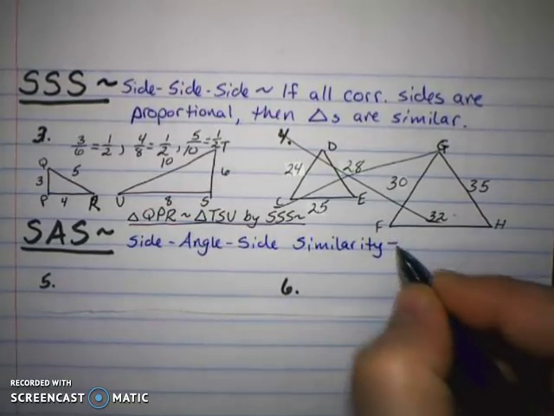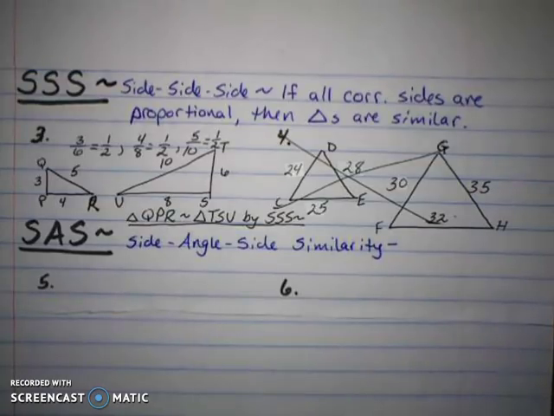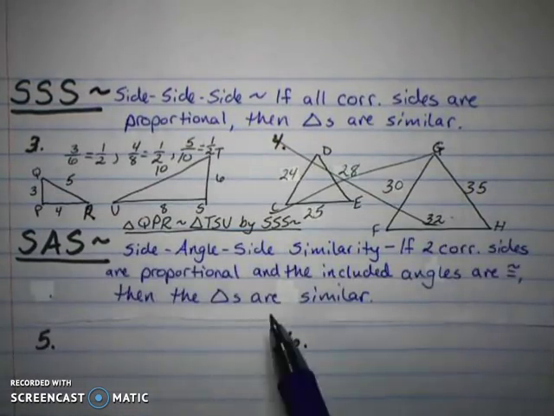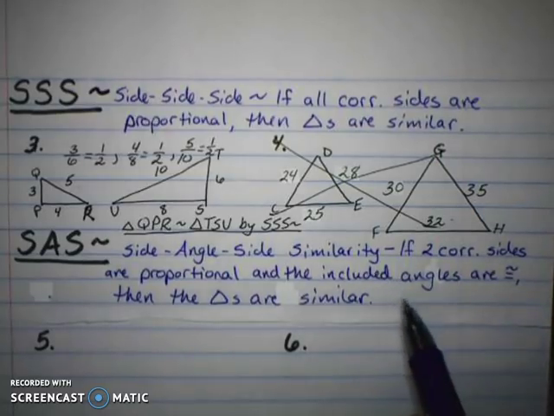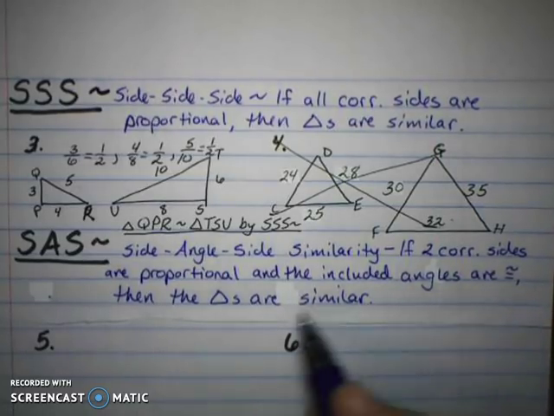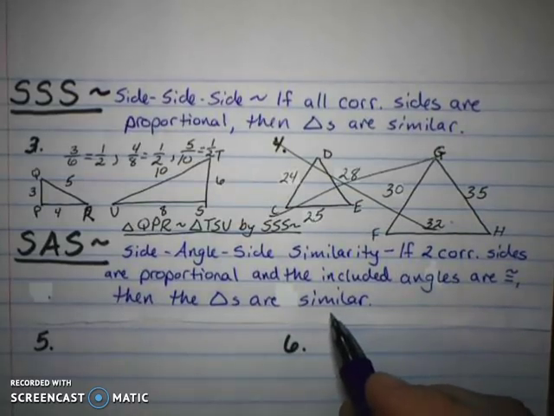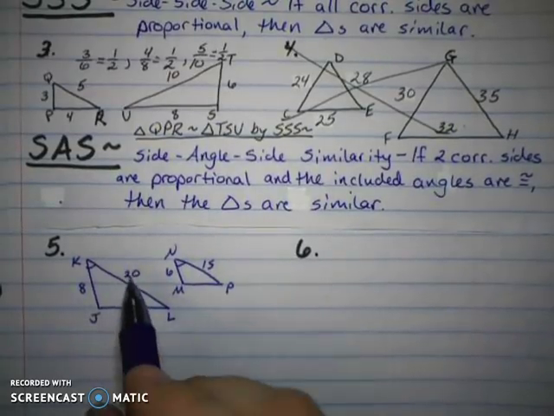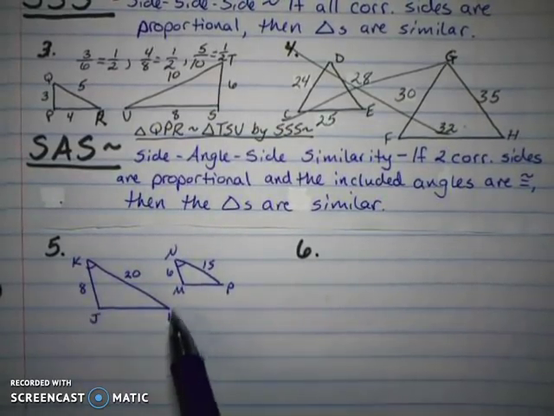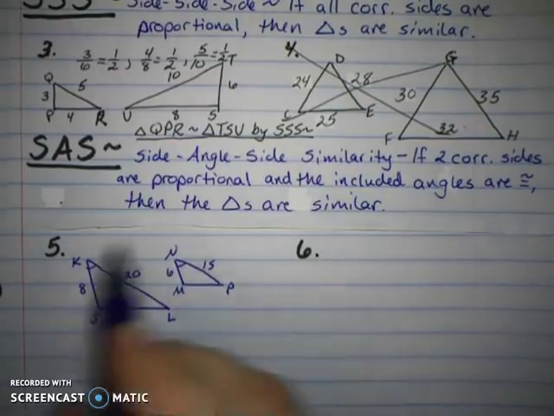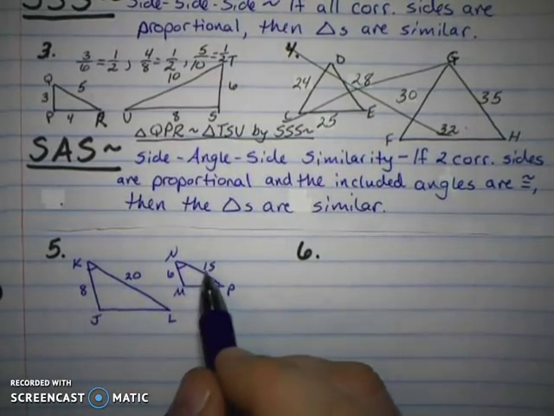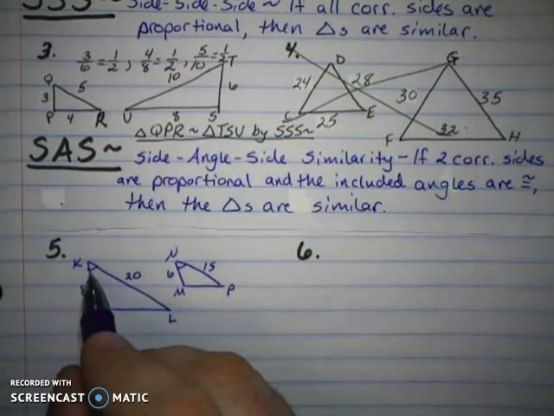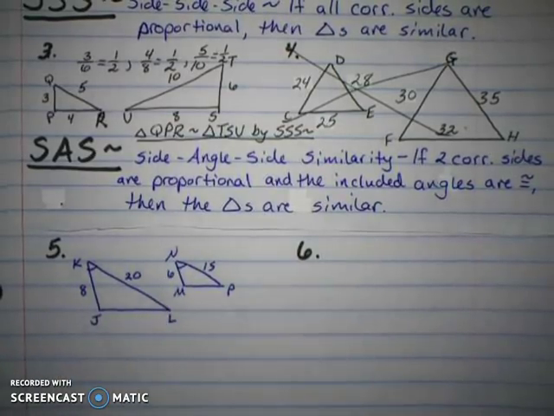Okay, it states this. If two corresponding sides are proportional and the included angles are congruent, then the triangles are similar. So we're going to take a look at a couple examples here. In example 5, we have triangle KJL and NMP. And we have these two sides compared to these two. We're going to check that proportion in a minute. But we do have the included angles at K and N marked congruent.